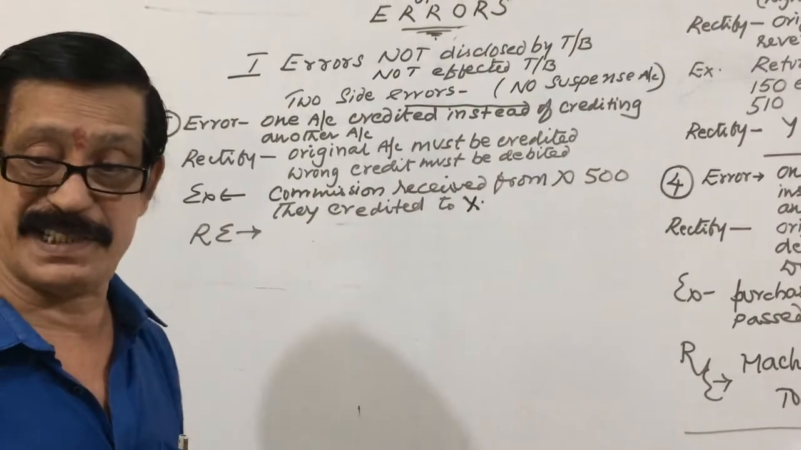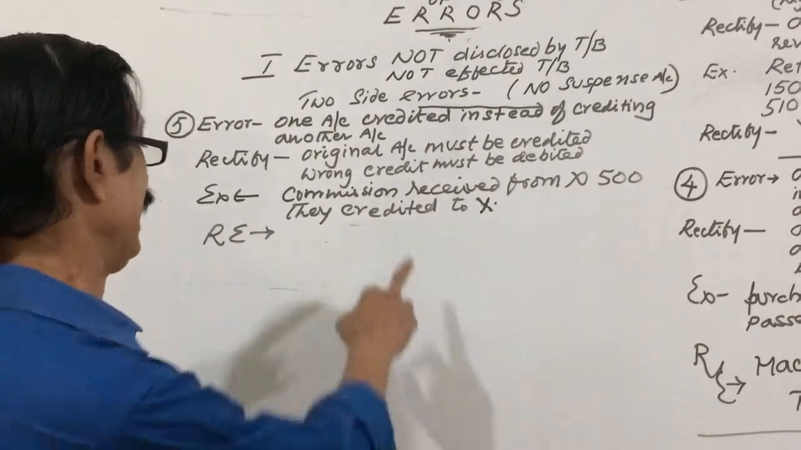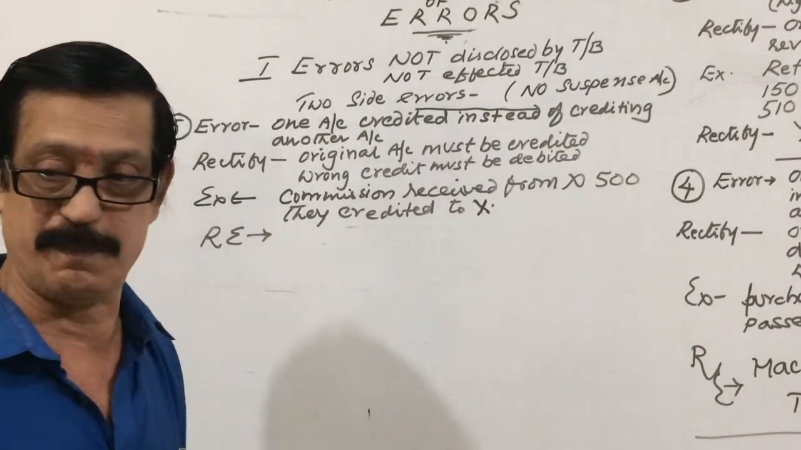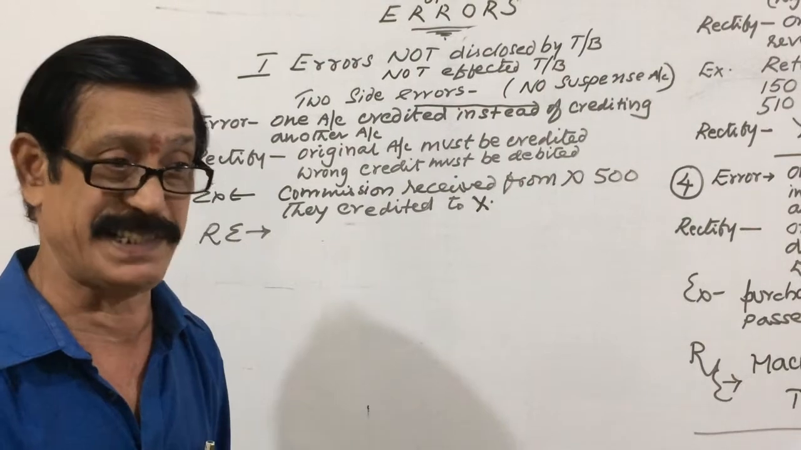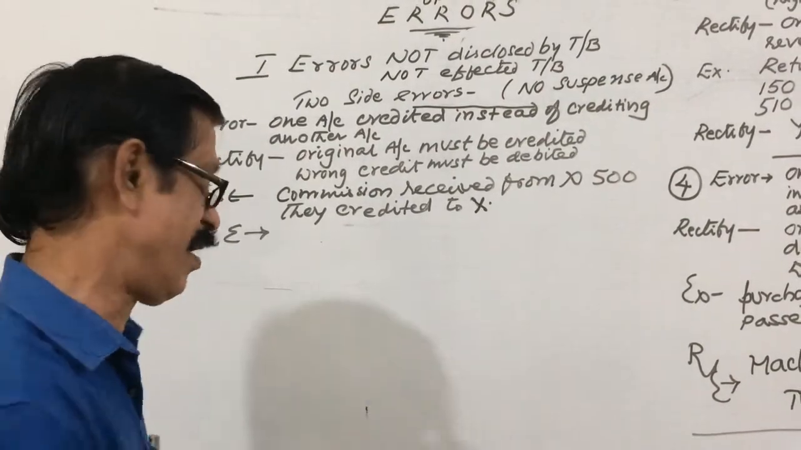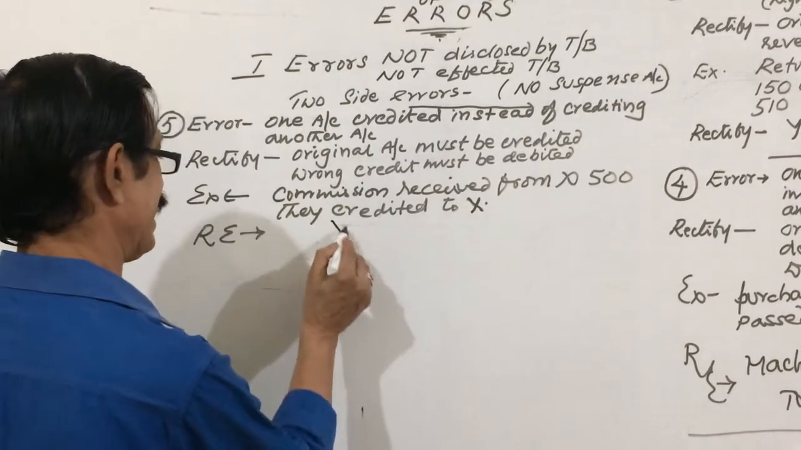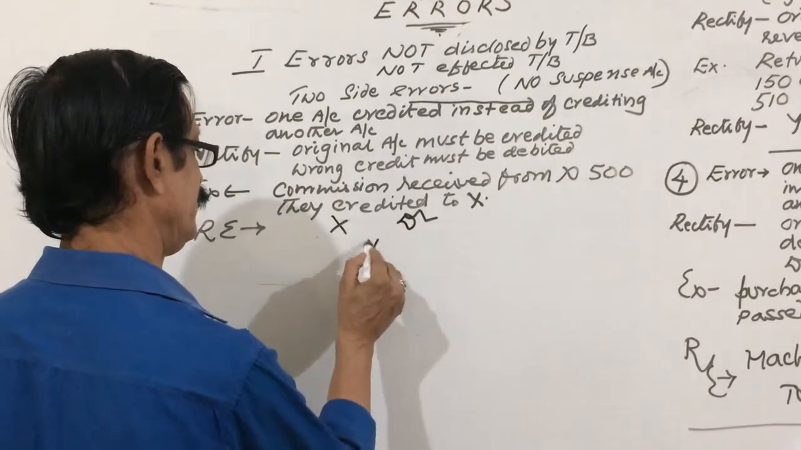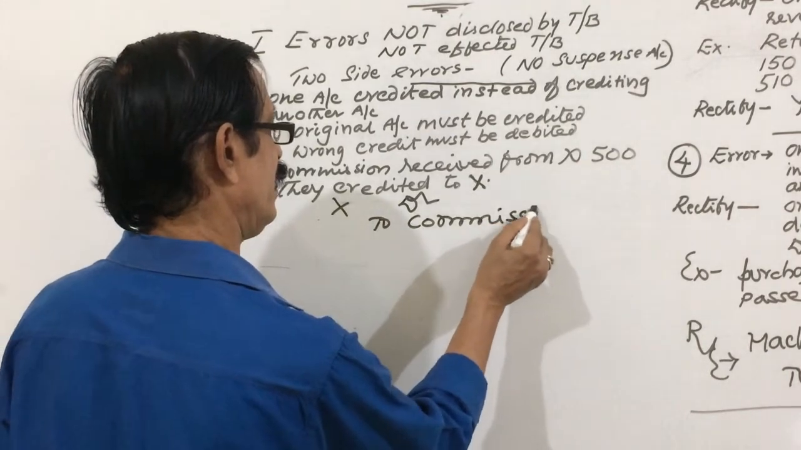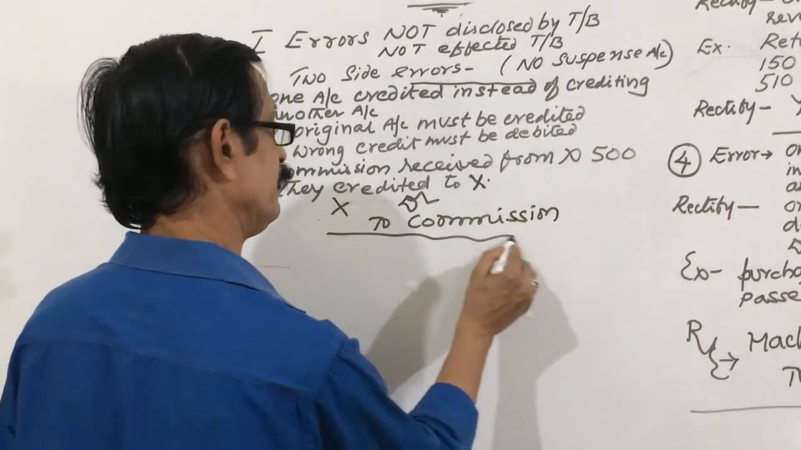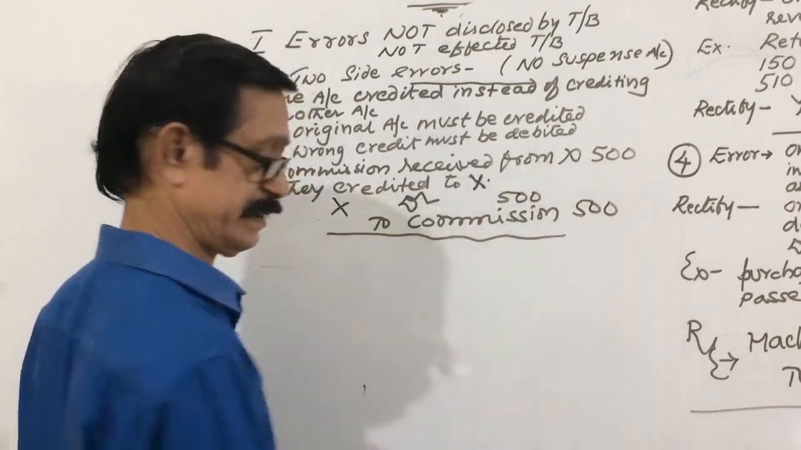When we received commission, cash account debit to commission, commission must be credited. But they credited to X account. X is not important. That person is not important. Understanding? So commission must be credited. They wrongly credited X. That must be debited. So X account debit to commission account, 500. Understanding or not?